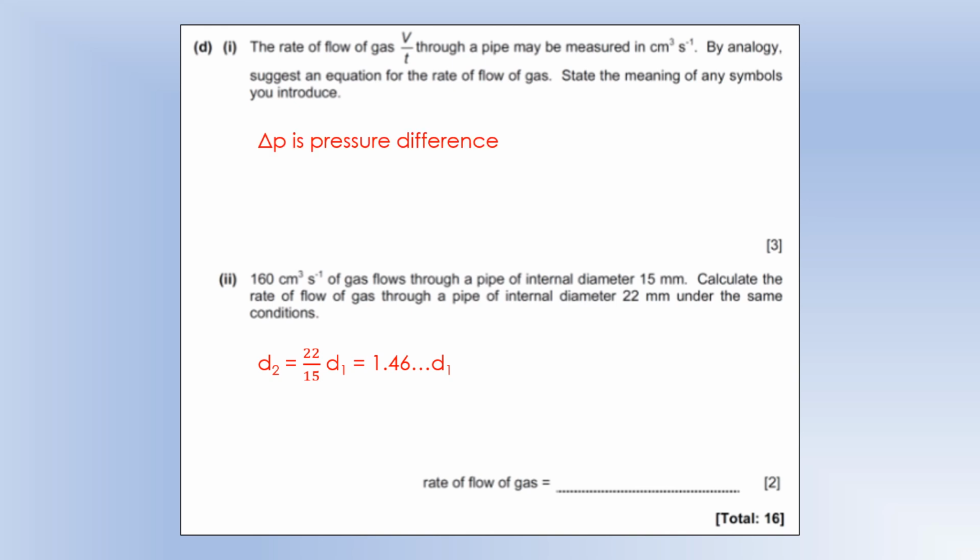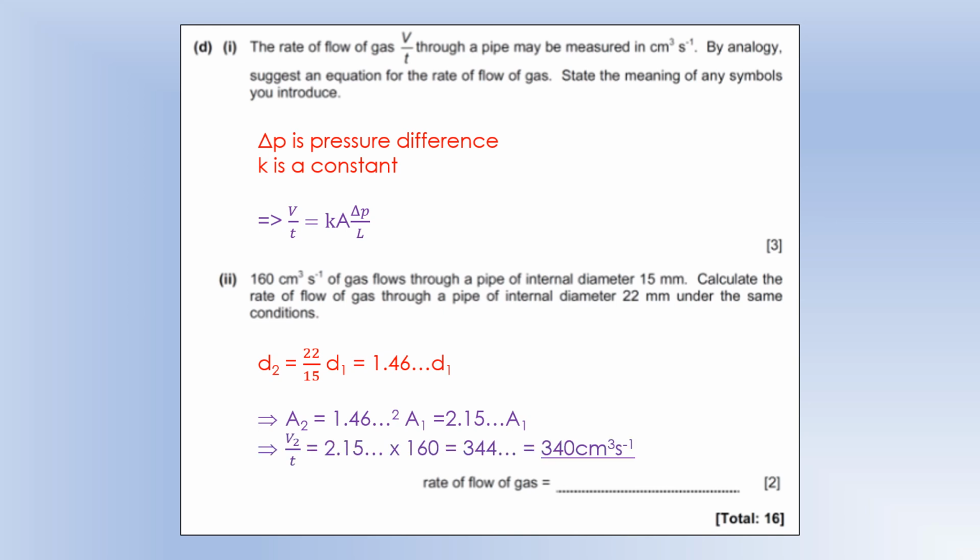So flow is caused by a pressure difference this time. We're going to have a constant of some kind, so I think we're still going to be impacted by the area and by the length of the pipe, so this is what I reckon the equation would end up looking like. So then we've got a flow rate of 160 with diameter 15. Calculate the flow rate if the diameter is 22. So essentially the diameter 2 we can express as 22 over 15 times D1. So then the area we can express as 1.46 squared times A1. And then once we've got that, we can multiply that by 160, gives us the flow rate of 340, finishing off this video.